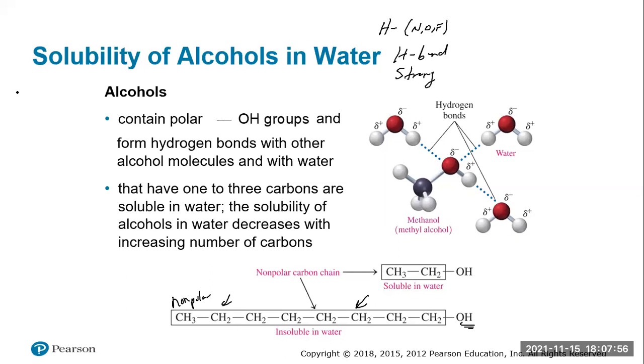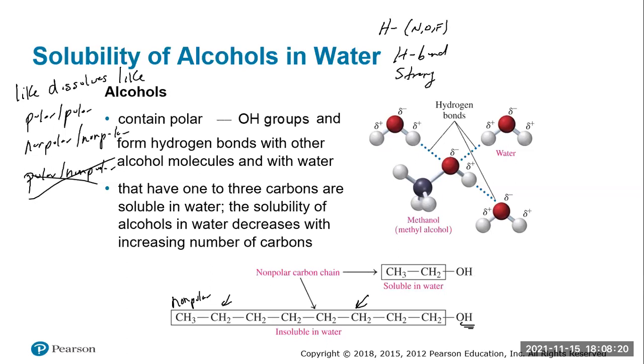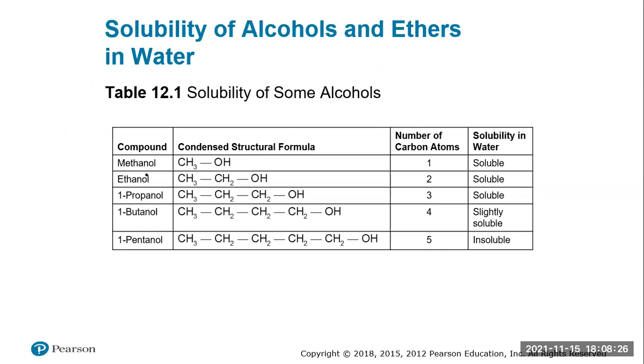Remember that when we talk about solubility, it's like dissolves like, which means polar and polar things are really good together. Non-polar and non-polar things are also very good together. But when you cross over to that polar, non-polar situation, those guys are definitely not so good together. So here's a chart of some alcohols and their number of carbons, and you can see that at 5 or 6 carbons, solubility really starts to decrease.